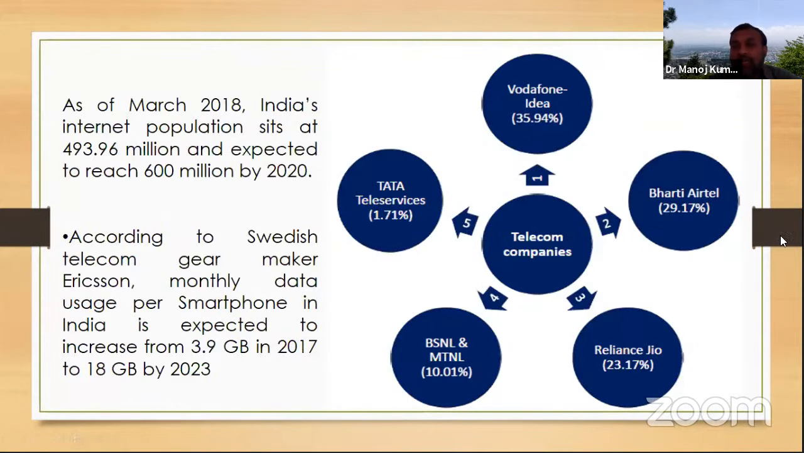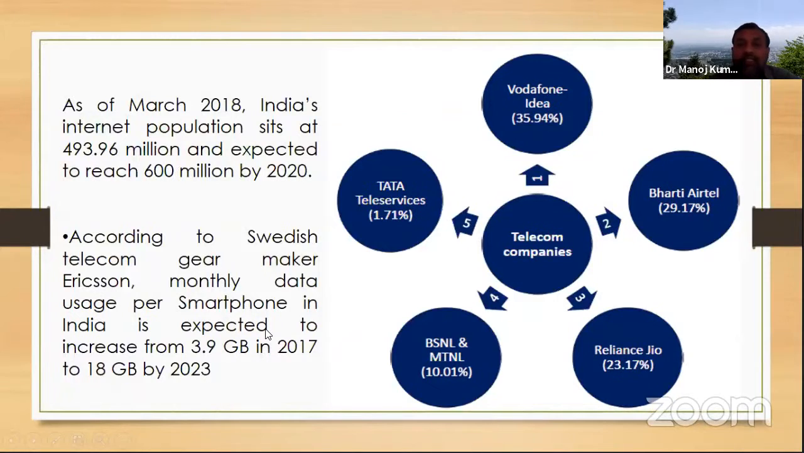And these are the major players in India giving the services. Vodafone and Idea merged after Jio launched its data services, and they still constitute more than 35%, and Bharti has 29% of all the telecom companies in India. Reliance 23%, BSNL 10%, and Tata Teleservices, which is very small compared to all, constitutes only 1.7%. And as of March 2018 data, the internet population sits at 493 million and is expected to reach 600 million by 2020.